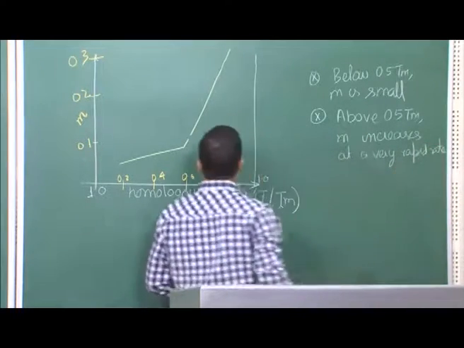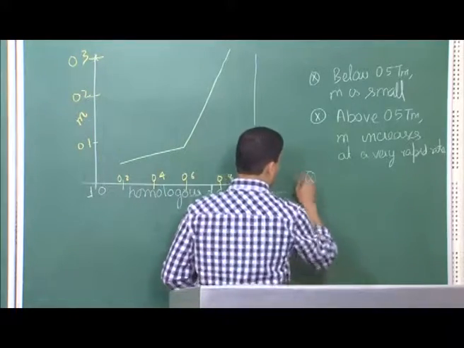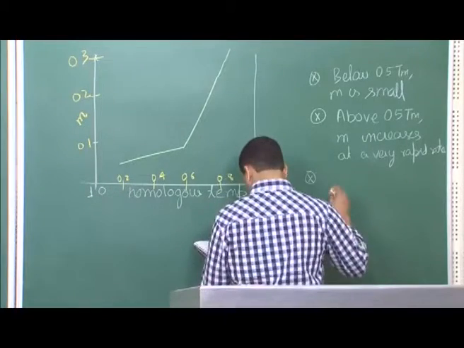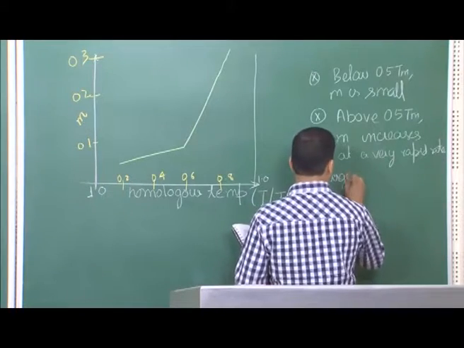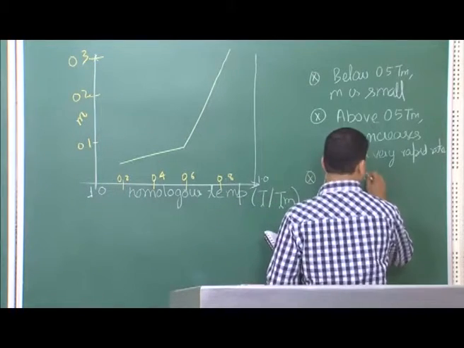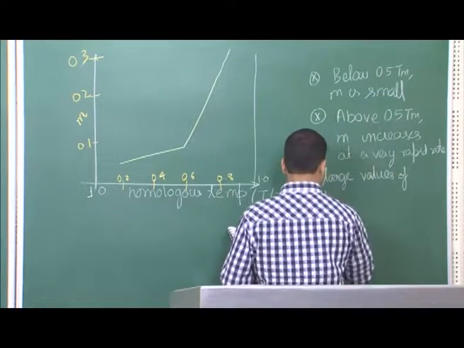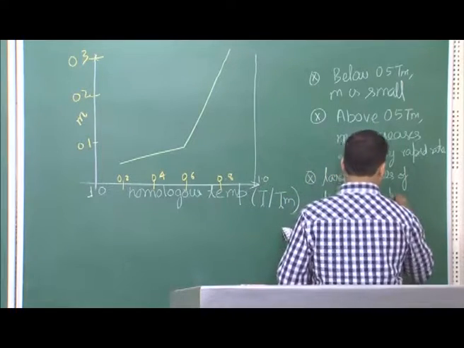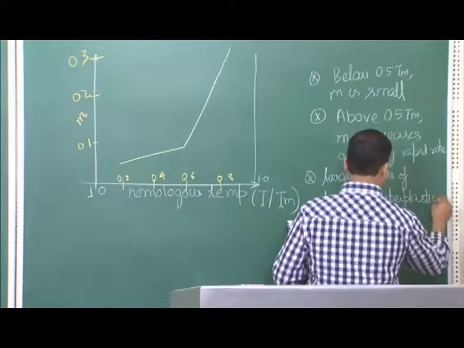And another thing I will add over here, you might have heard about superplasticity. Now, superplasticity is related to the m value. Large values of m, something like 0.5, lead to superplastic behavior.